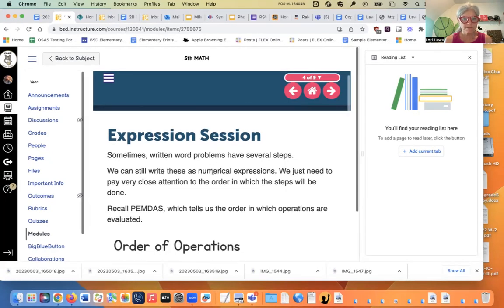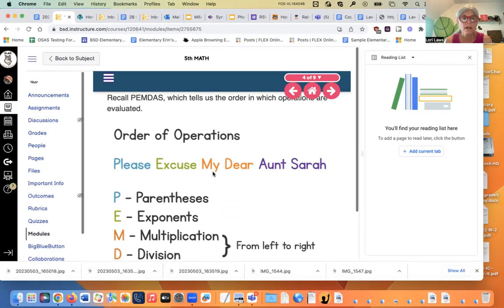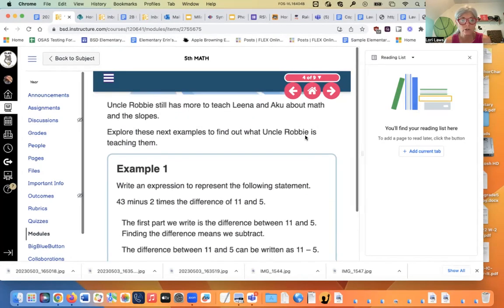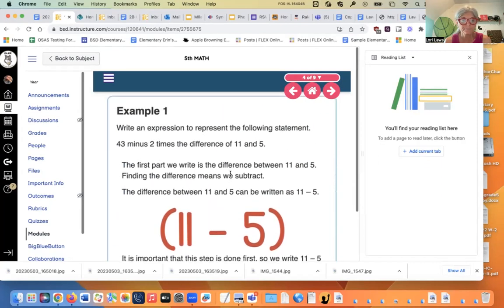Expression sessions. Sometimes written word problems have several steps. We can write these as numerical expressions. We just need to pay very close attention to the order in which the steps will be done. We need to remember PEMDAS: parentheses, then exponents, then multiplication and division from left to right, then addition and subtraction from left to right in order to do this correctly. So here's some more practice.